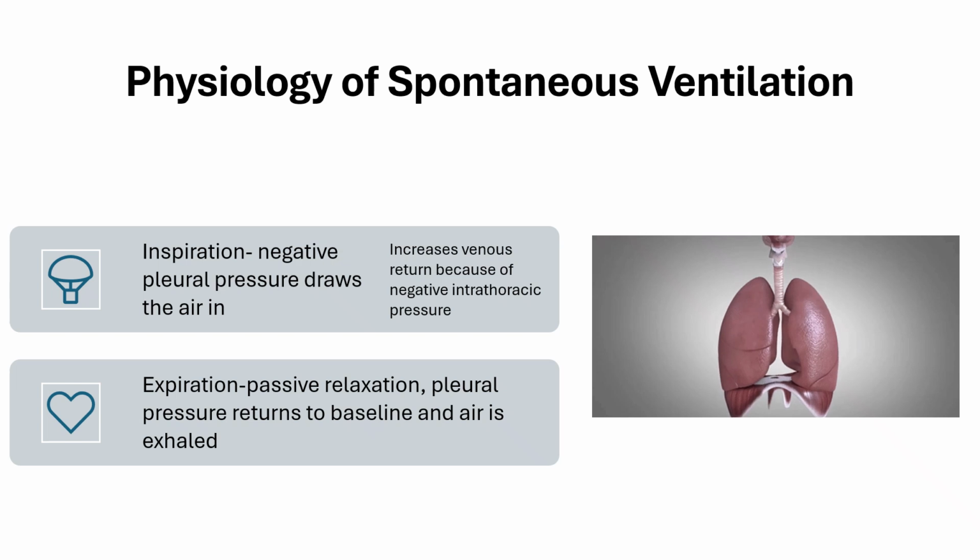Let's describe the physiology of spontaneous ventilation. This is an oversimplified slide, but nevertheless, inspiration is an active process. The pleural pressure further drops, becomes negative, which draws and sucks the air in, and by the same mechanism, because of the gradient, the venous return to the right heart is increased. Expiration is a passive process. Pleural pressure returns back to baseline, air is exhaled, and the venous return is reduced compared to the inspiration.